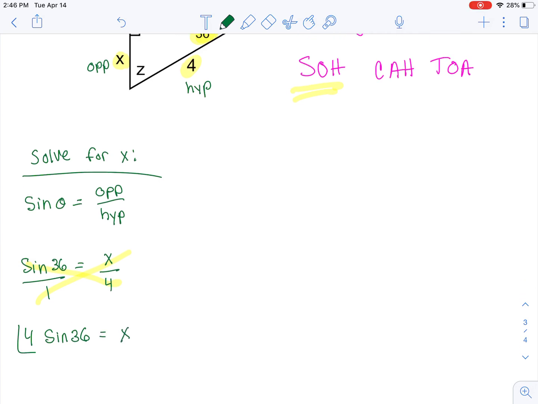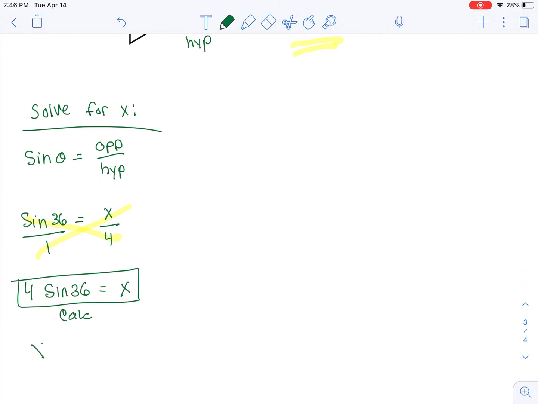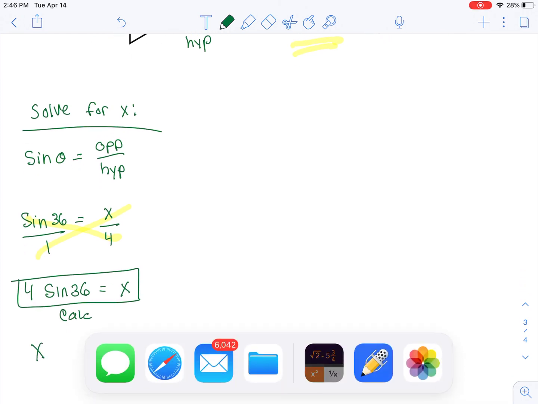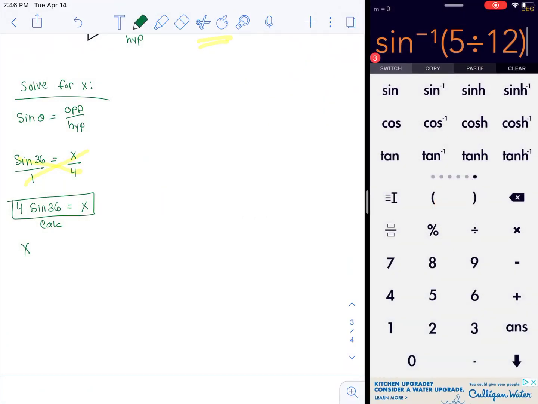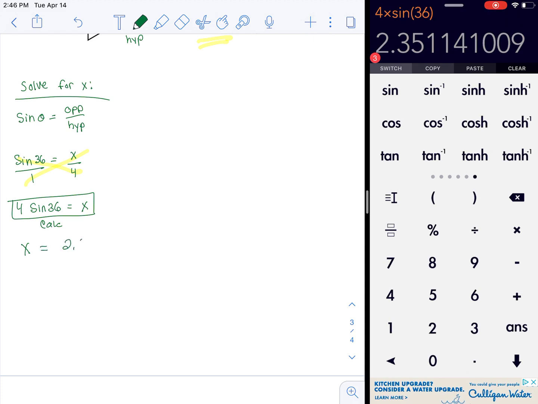So I need to plug this into my calculator to get x. So I'm going to go into my calculator: 4 times sine of 36. And I get x is equal to 2.35. So that means the side x is equal to 2.35.